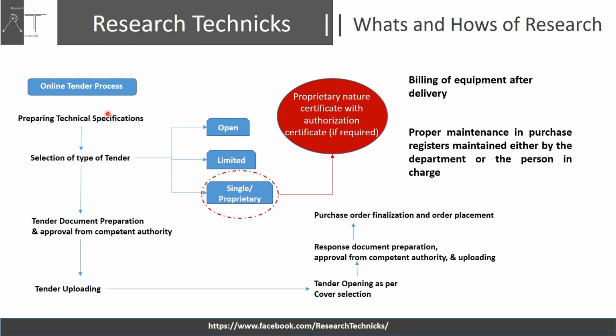Now again the basic process will be the same. First we have to prepare the technical specifications. How? Again, I will be showing you in the next parts of this video. Now once you have prepared the technical specifications, next comes the type of tender. Now you already know your product, just like I said, a data acquisition system. If you particularly want it from NI only, National Instruments only, then you can go for single.